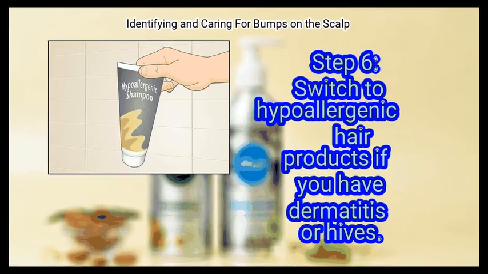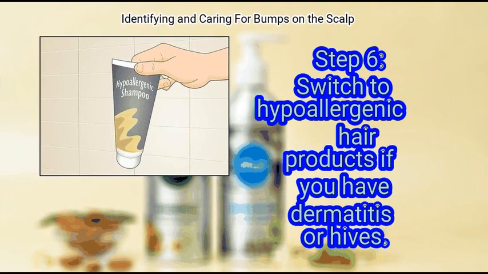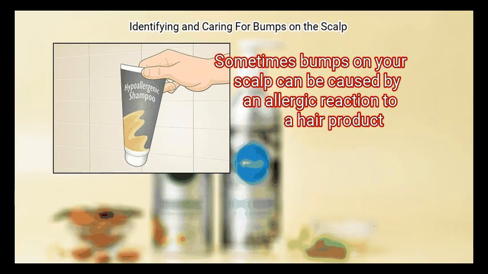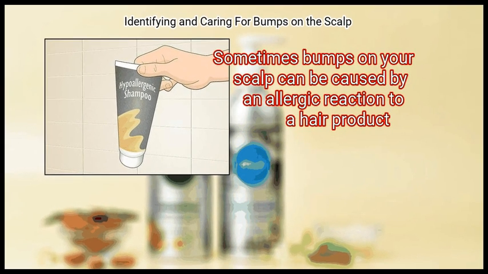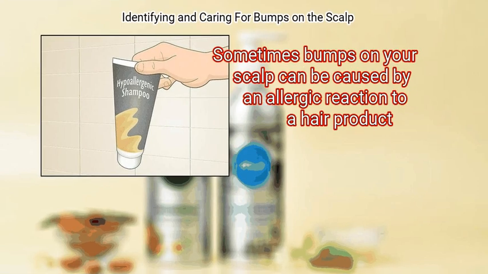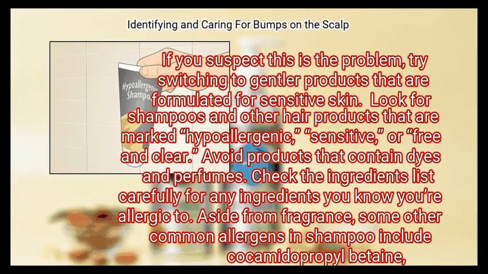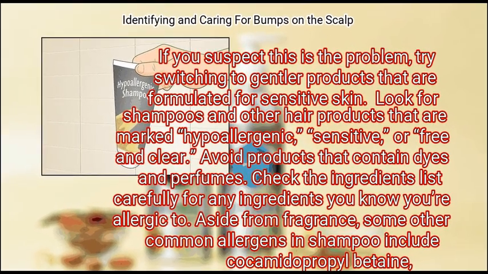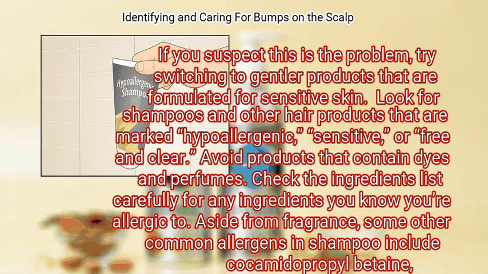Step 6. Switch to hypoallergenic hair products if you have dermatitis or hives. Sometimes bumps on your scalp can be caused by an allergic reaction to a hair product. If you suspect this is the problem, try switching to gentler products that are formulated for sensitive skin. Look for shampoos and other hair products that are marked hypoallergenic, sensitive, or free and clear. Avoid products that contain dyes and perfumes. Check the ingredients list carefully for any ingredients you know you're allergic to.